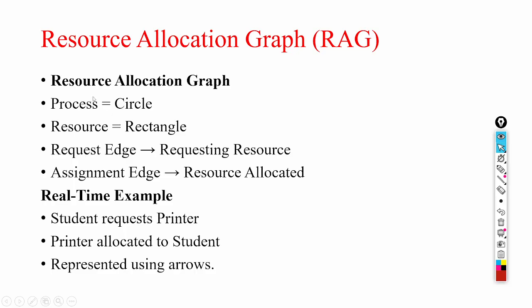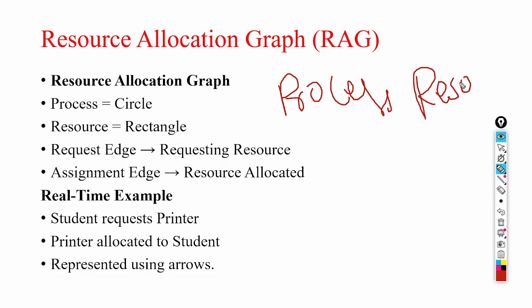The next one, resource allocation graph. If you want to represent deadlock graphically, we will use the resource allocation graph, which we call RAG. What is this graph? This graph helps us understand the relationship between processes and resources. Processes are represented using circles and resources are represented using rectangles.